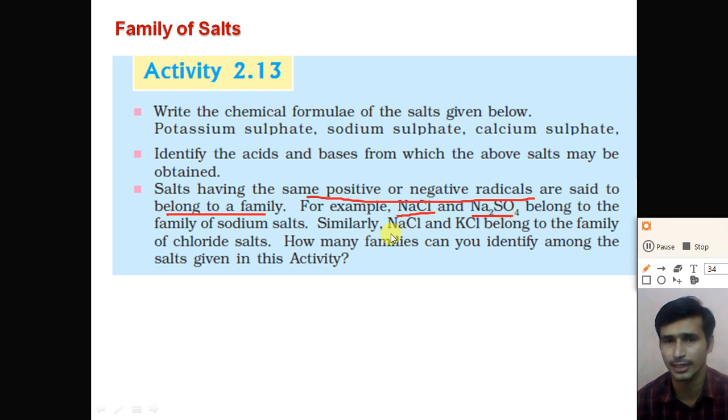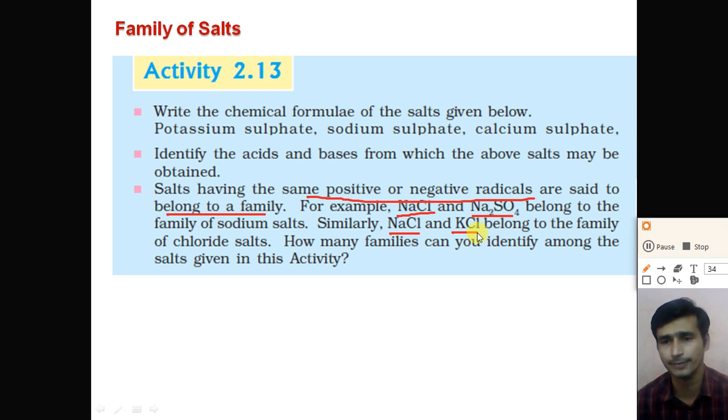Similarly, if we consider NaCl, sodium chloride, and KCl, potassium chloride, both belong to the same family, right? Because here the negative radicals in both the salts are the same. So dear student, salts having the same positive radical or the same negative radical belong to the same family, and that is called the family of the salt. Suppose we consider NaCl and KCl, right? They belong to the same family, and this family is called the chloride salt, right?